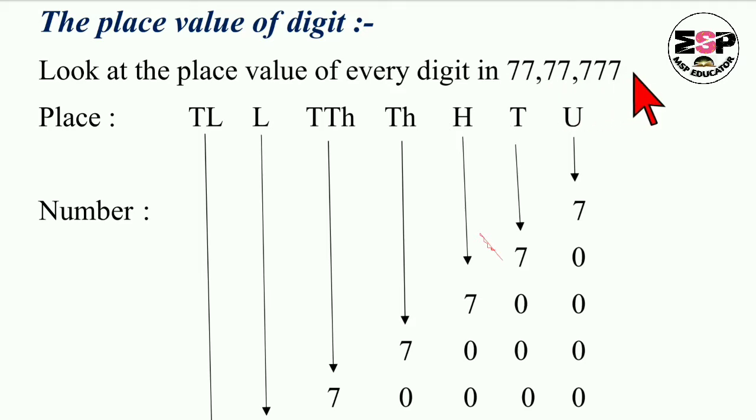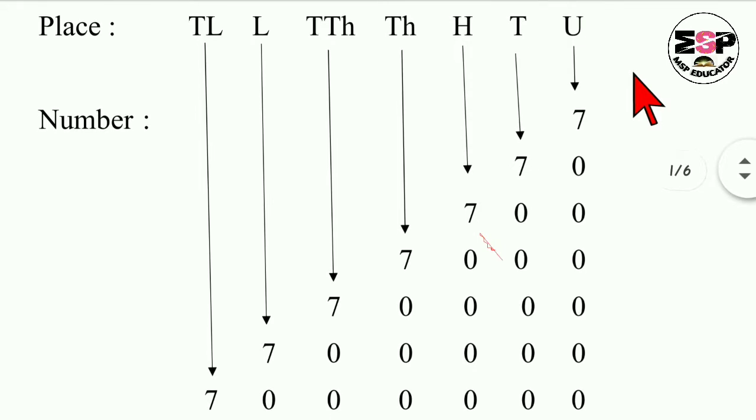All the digits in this number are the same, but their place values are different according to their places. Now, how that is, we will see. Observe this chart given below. Here the first row is of the places: units, tens, hundred, thousand, 10,000, lakh and 10 lakh. Okay. And the next row is of the number.